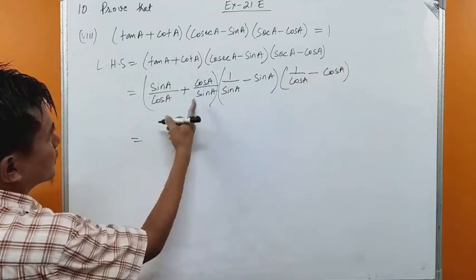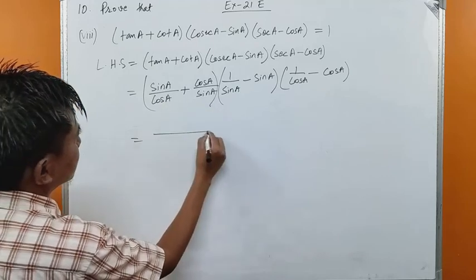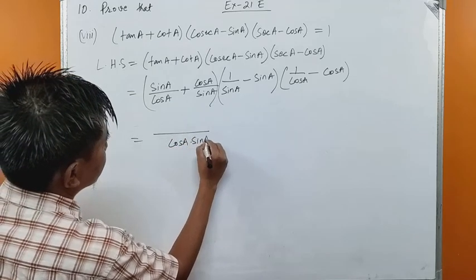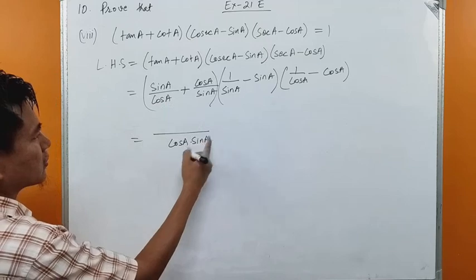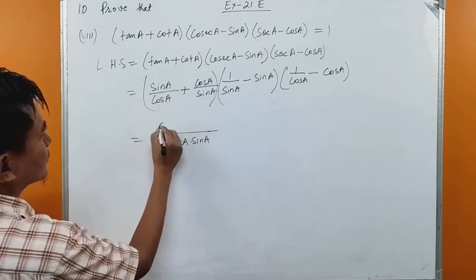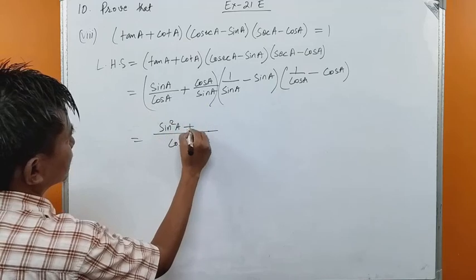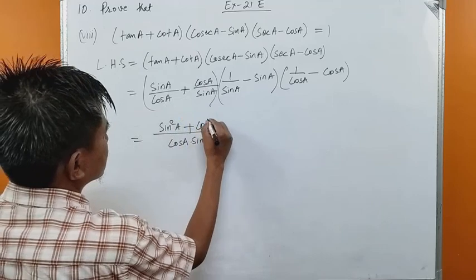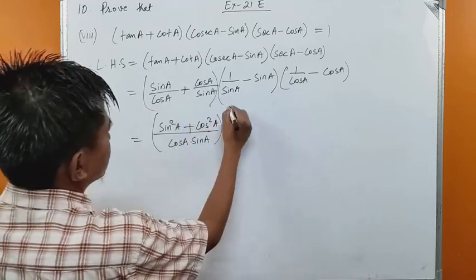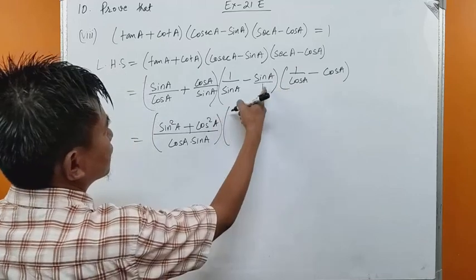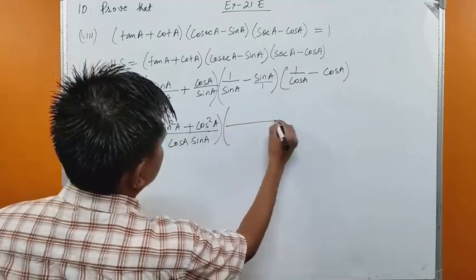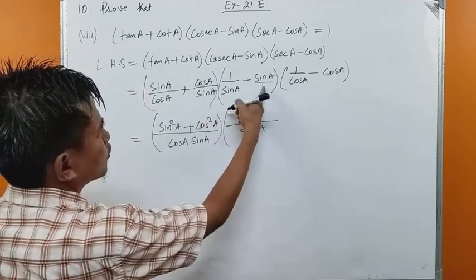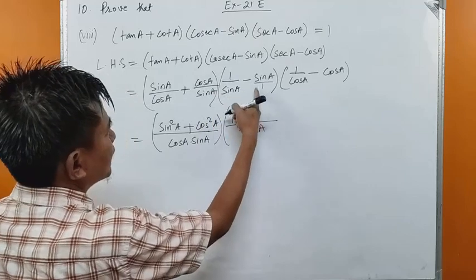So let's take the LCM of these two denominators, cos A into sin A. Now cos A into sin A gives us cos A sin A. So sin A into sin A is sin square A, plus sin A into cos A gives cos A sin A, and cos A into cos A is cos square A. Here we have 1 in the denominator of sin A, so the LCM of sin A and 1 is sin A. So sin A into 1 gives sin A, so 1 into 1 is 1, minus 1 into sin A gives sin A.